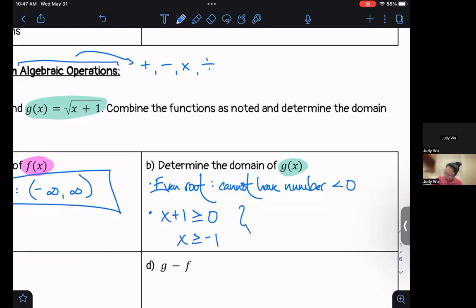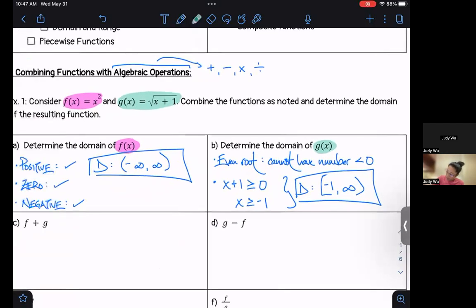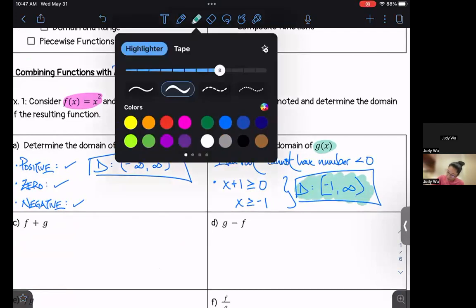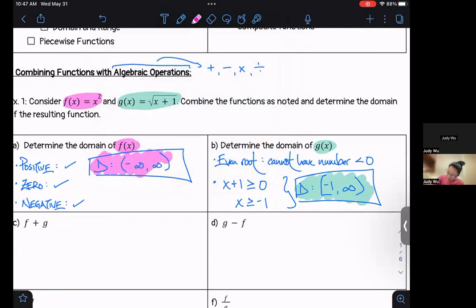When we want to write this as a domain, we say that we start at -1 and we include that, so we have a bracket, comma, and every number bigger than that is fine. So -1 bracket, comma, infinity, parentheses. And this is our domain for our g of x. So we've got our g of x domain, and we've got our f of x domain.